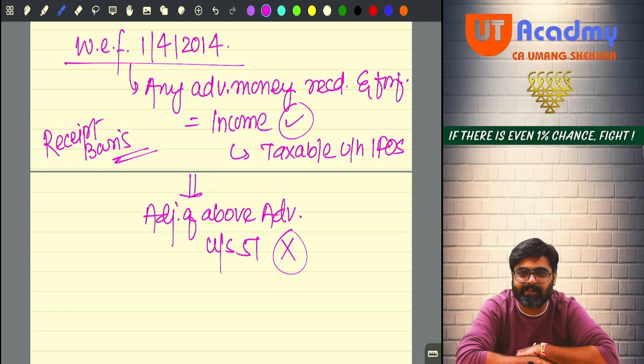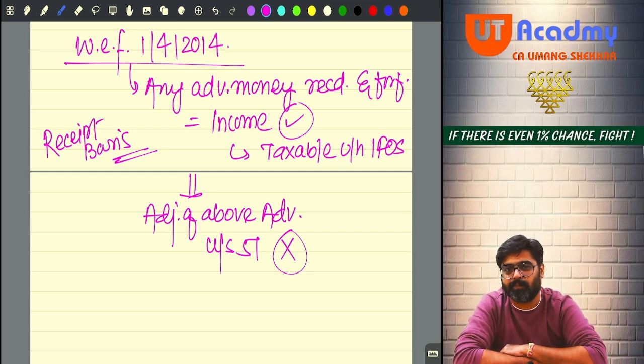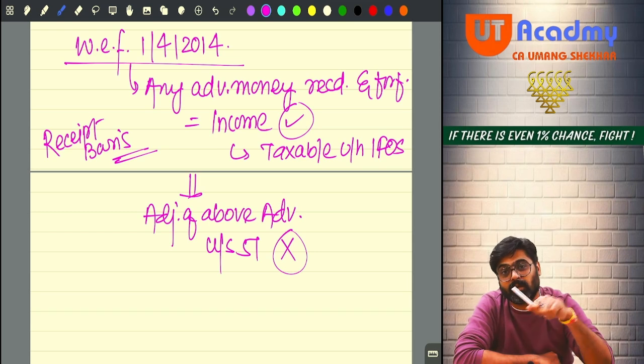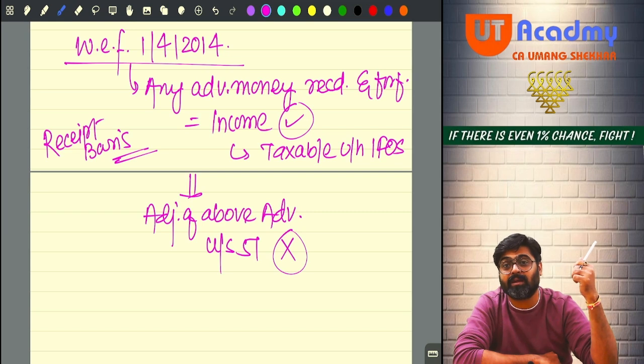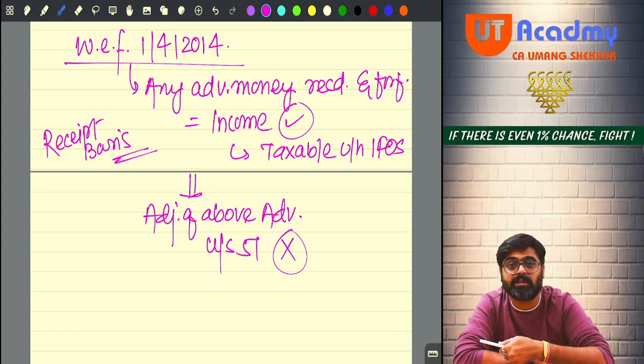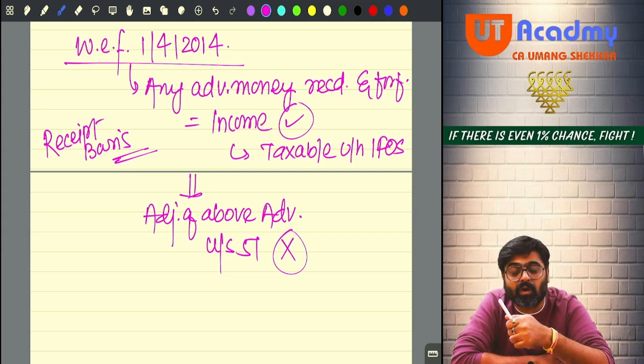Understanding? Should I move ahead? But wait. What if I'm calculating capital gains right now? Out of my cost, will I reduce the advance money received and forfeited prior to 1st April 14? Yes, because at that time it was not taxed under the head IFOS. So will I reduce out of my cost? And after reducing out of my cost, the remaining cost will be indexed.